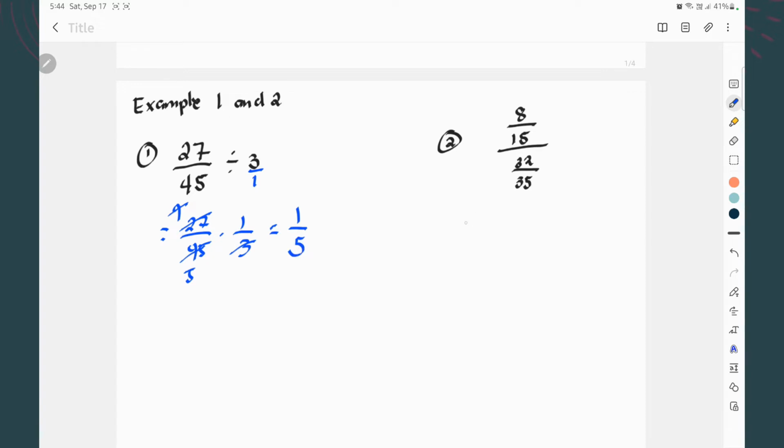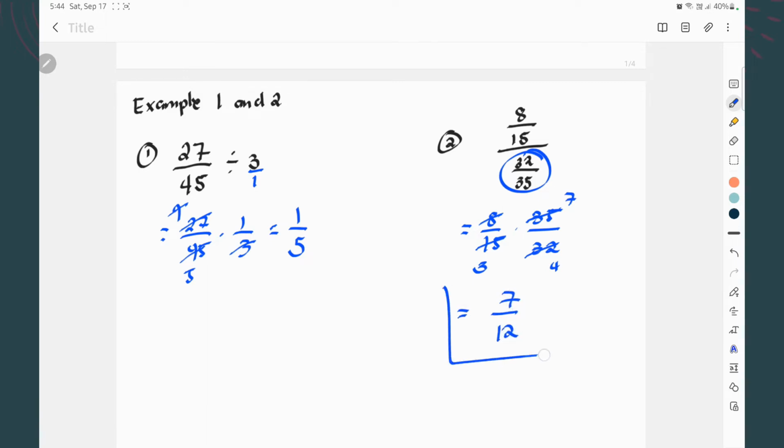Now, in this case, you have 8 over 15. Get the reciprocal of 32 over 35, so you have now 35 over 32. Now you can cancel 8, and this one is now 4. 35 and 15, cancel 5, so you have 3, and this is 7. So the final answer we have now is 7 over 12. So that's how it works.